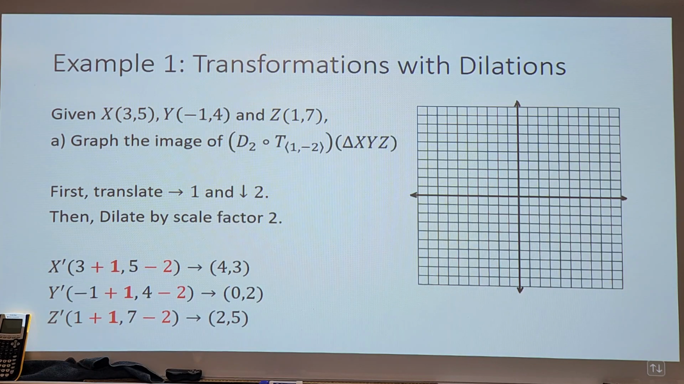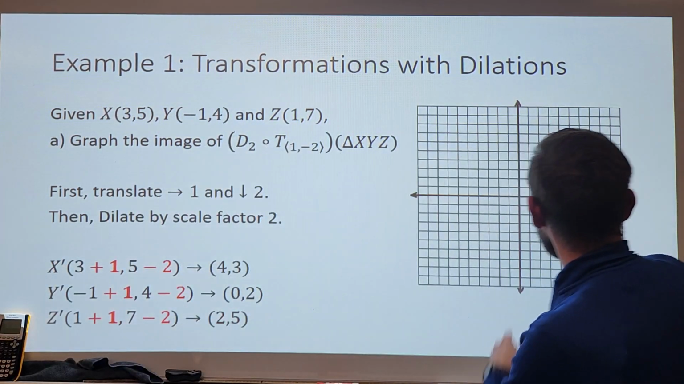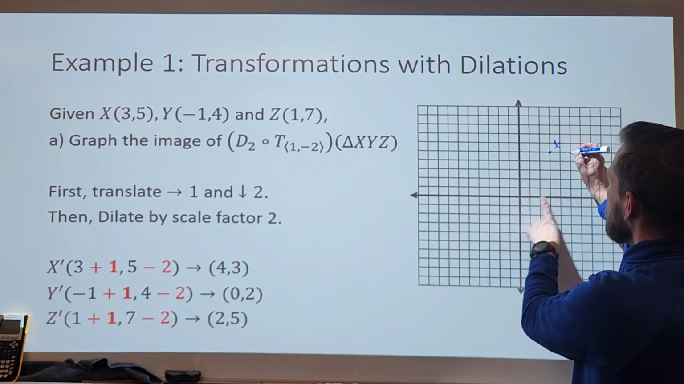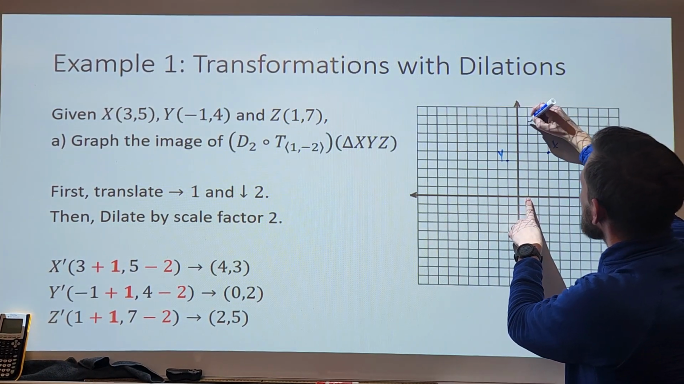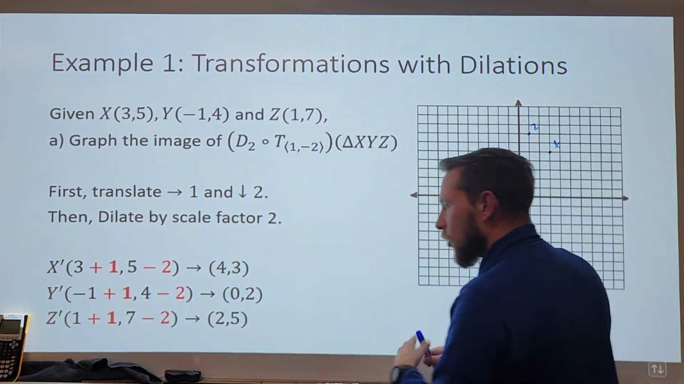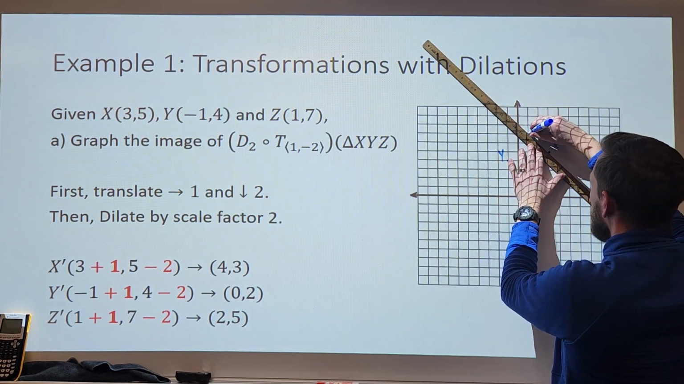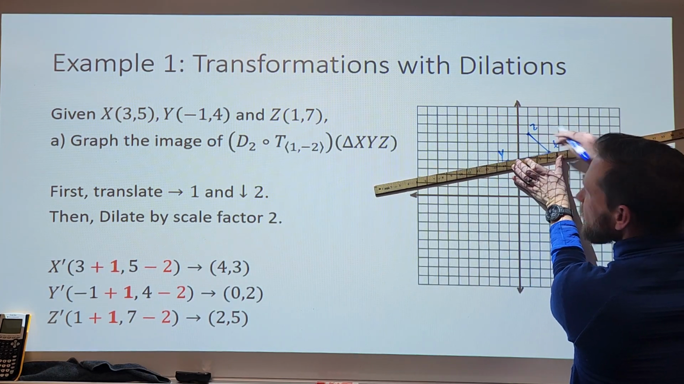Here we have x is at 3, 5. This is going to take us some time, obviously. X is at 3, 5. So 1, 2, 3, 1, 2, 3, 4, 5. This is where x is. -1, 4. This is where y is. And then 1, 7 is where z is. So this is our original pre-image, right? This is our original triangle x, y, z. I'll do my best to draw those as well as I can.